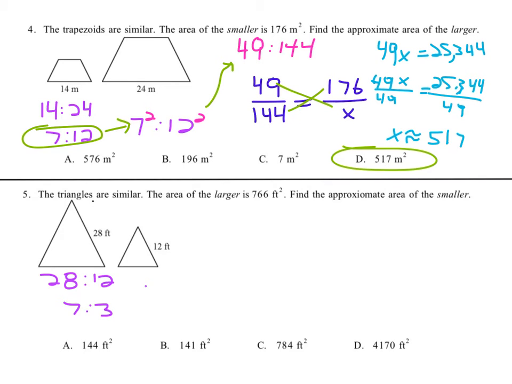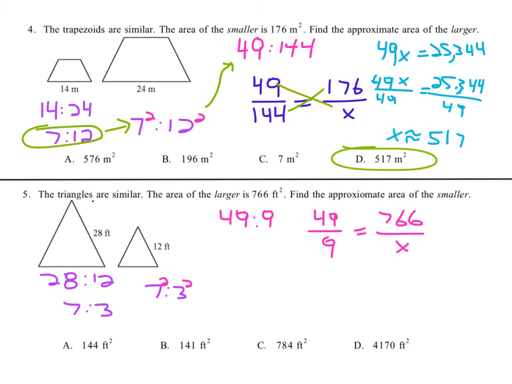Remember, if we took that 7 to 3 length ratio and we squared those numbers, we would get the numbers 49 to 9. Or another way to write it is 49 over 9. Okay? And they say then the area of the larger, which should go across from the larger one, the area ratios are 49 to 9. So then what would match with 766, the larger one? Well, it's going to be some smaller number because it's going to be the approximate area of the smaller.